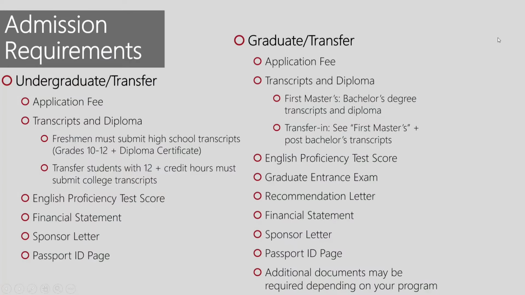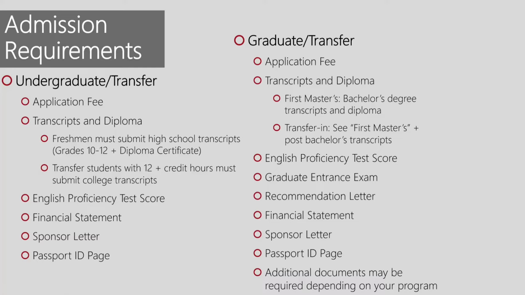So our undergraduate admissions requirement, as you can see on the screen, you have to pay your application fee. You won't be able to submit your documents until your application fee is paid. So once you submit your application fee, go ahead and upload those documents into your application. You no longer need to send those documents to your recruiter. And you do need to upload your transcripts and your diploma from high school.